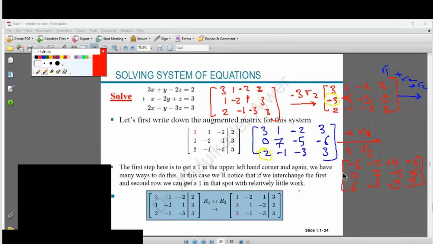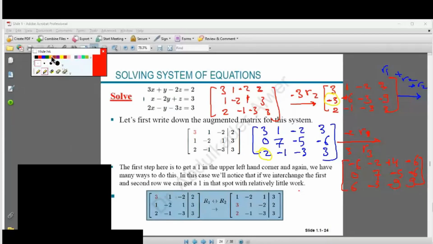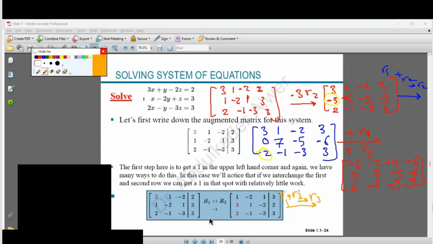Correct now? Guys, it's correct? Now, let's continue. Let's start to continue. Now, R3, positive R1. It's 2. Which one 2? Later you can solve.